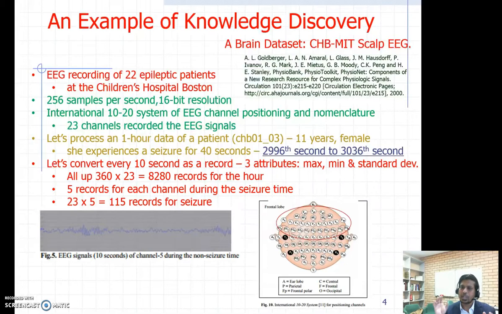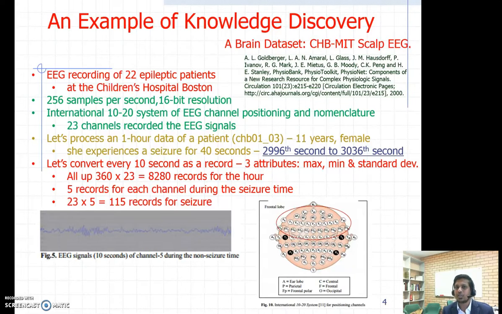We converted these signals into records using a 10-second epoch, which means that every 10-second signal was converted into one record having three attributes: max, mean, and standard deviation. Say, for example, this is a 10-second signal. It is converted into a record where we find the max value of the signal, the mean value of the signal, and we calculate the standard deviation, and this is how we create one record. Because there are 40 seconds of seizure period, there are 5 records affected during this window, and these 5 records are now labeled as seizure records.